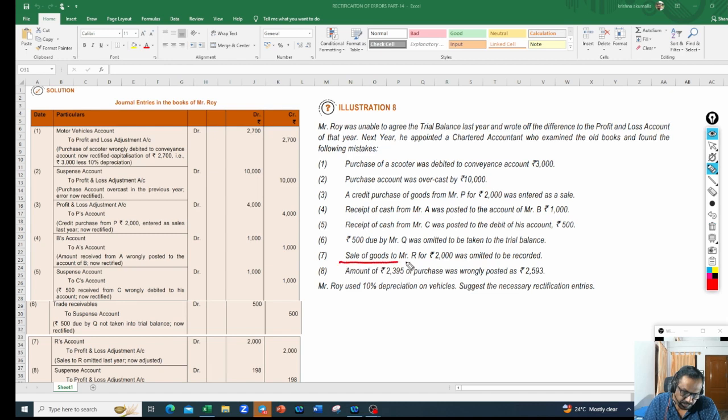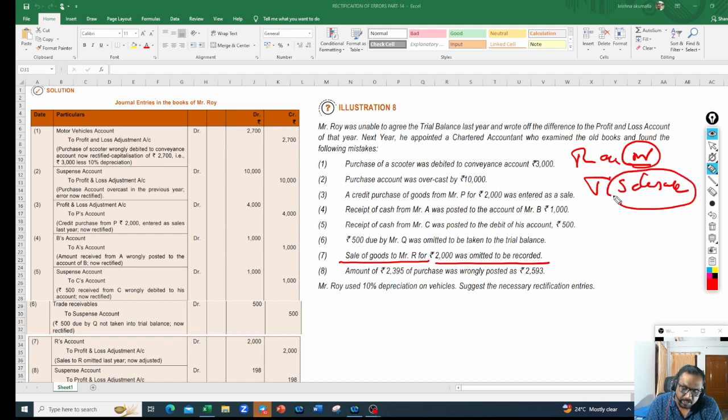Move on to the next point. Sale of goods to Mr. R, 2000, was omitted to be recorded. So when we sell the goods to R, what entry do we write? R account debit to sales account. Correct? So R account debit is correct. We have to write that, but you can't credit the sales account.